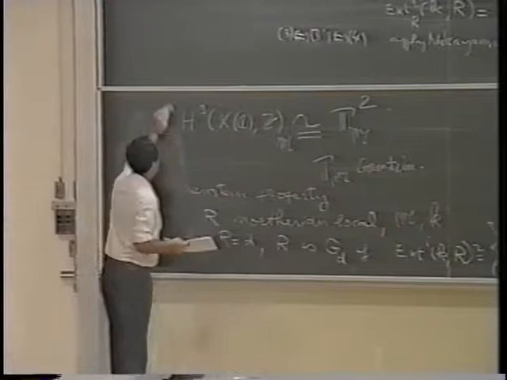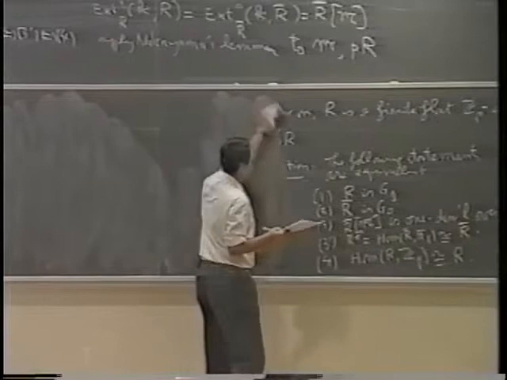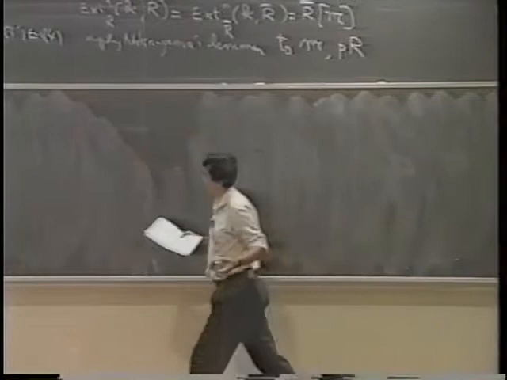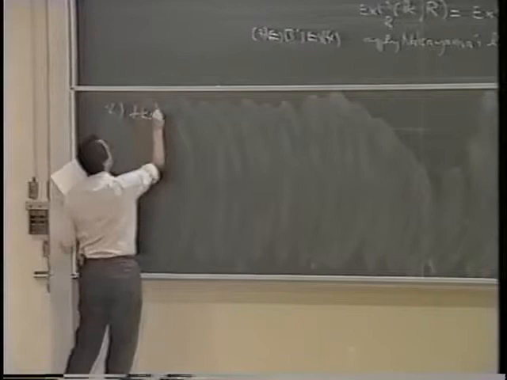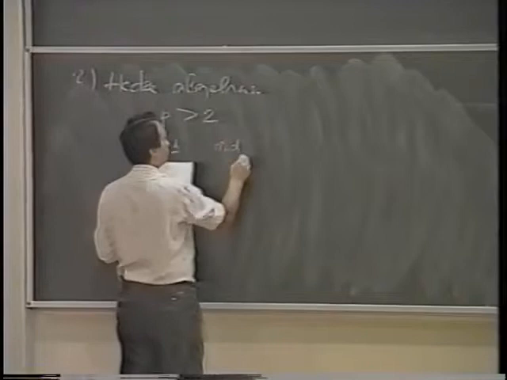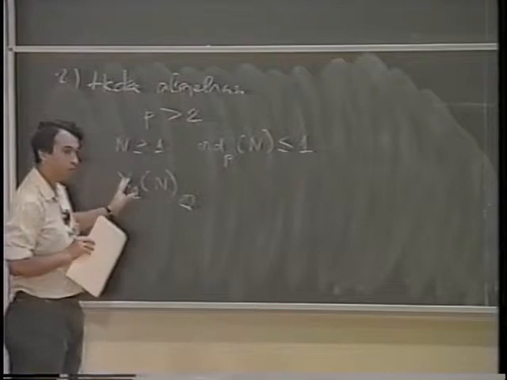Now, let's look at Hecke algebras. So we start with a prime p greater than 2, an integer n whose p-adic order is less than 1, and we consider the modular curve X_1(n) over Q. So this is the modular curve which classifies elliptic curves with a point of order exactly n, or generalized elliptic curves.